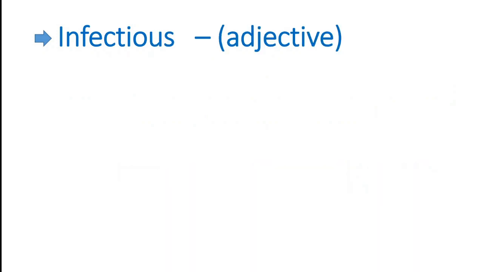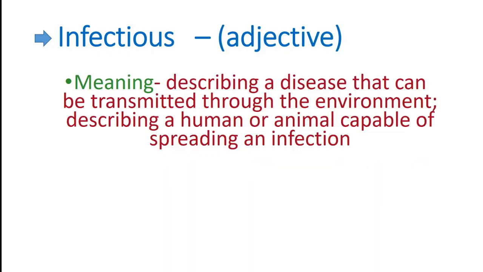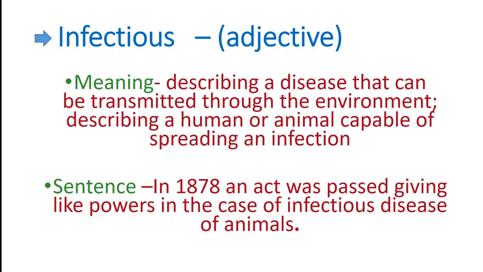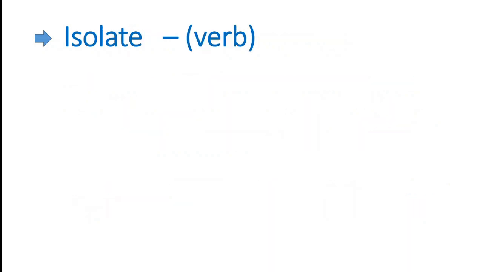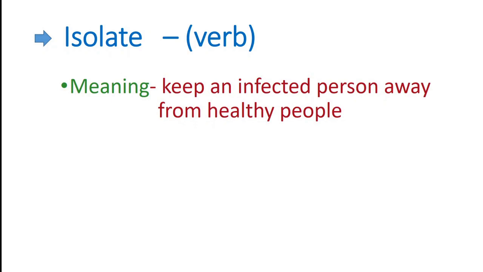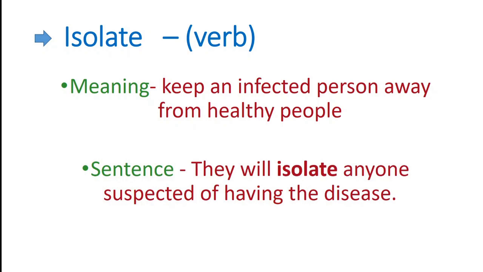Infectious, adjective, describing a disease that can be transmitted through the environment. Describing a human or animal capable of spreading an infection. Sentence. In 1878, an act was passed giving like powers in the case of infectious disease of animals. Isolate, verb, meaning keep an infected person away from the healthy people. Sentence. They will isolate anyone suspected of having the disease.